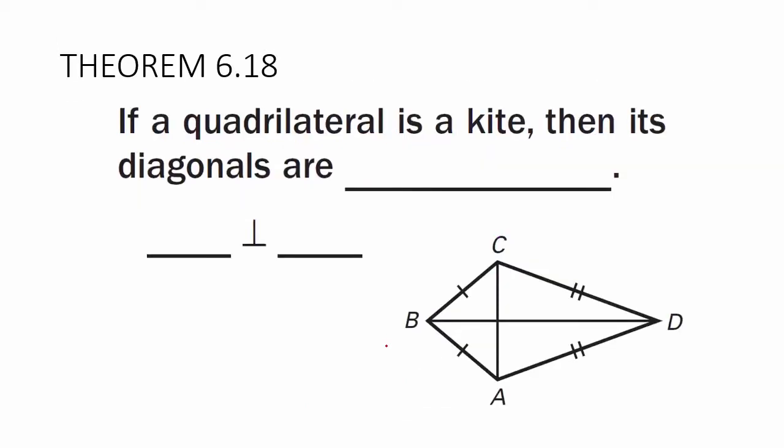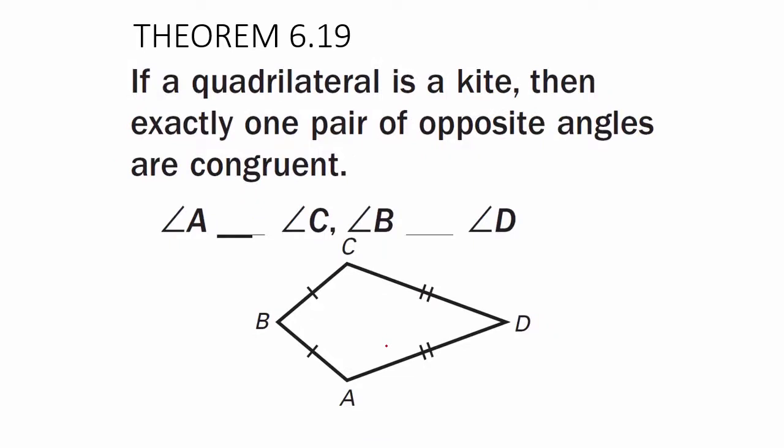Theorem 6.18, if a quadrilateral is a kite, then its diagonals are perpendicular. So we have line segment AC is perpendicular to line segment BD. Theorem 6.19, if a quadrilateral is a kite, then exactly one pair of opposite angles are congruent. In this kite, we have angle A, which is congruent to angle C. So angle A, which is opposite to angle C, is congruent. And angle B is not congruent to angle D.